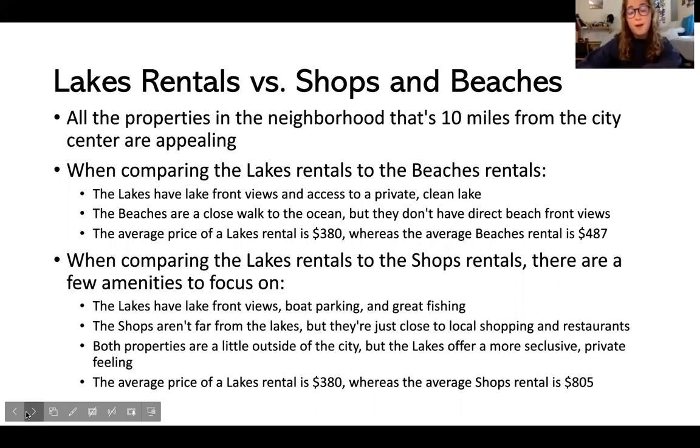And then when comparing the lakes to the shops rentals, there are a few amenities we should focus on. The lakes also have boat parking and great fishing, whereas the shops aren't far from the lakes, but they're just close to local shopping and restaurants. Both properties are a little outside of the city, but the lakes offer a more exclusive and a private feeling. And the average price of a lakes rental is $280, whereas the average price of a shops rental is $805.